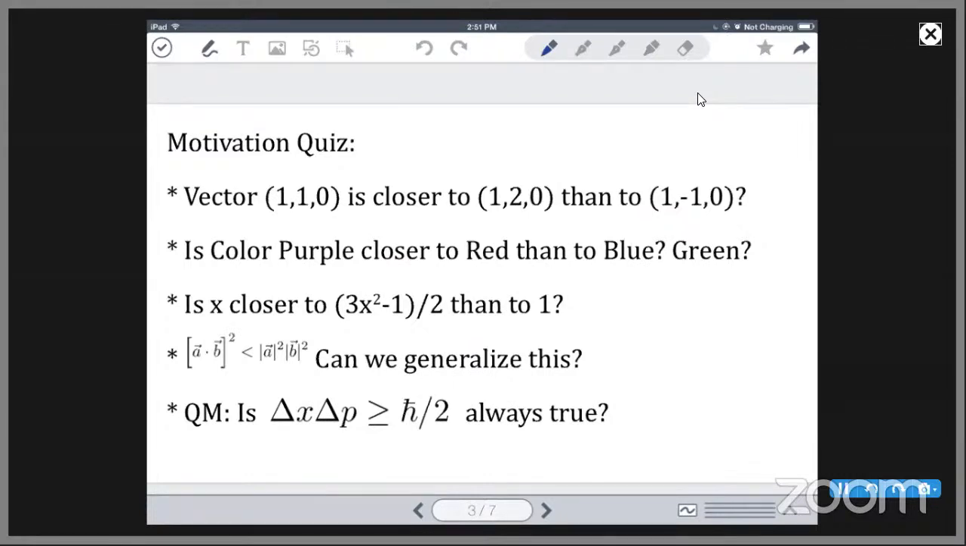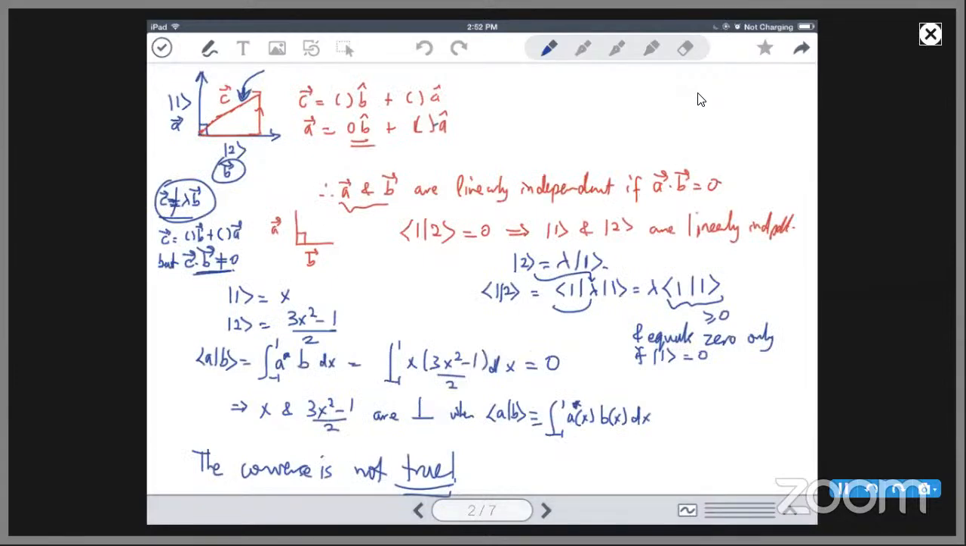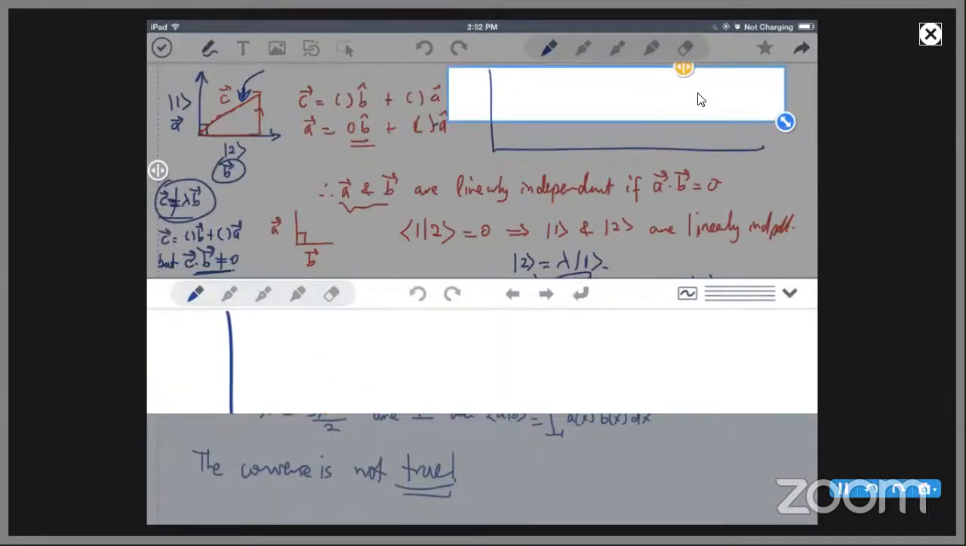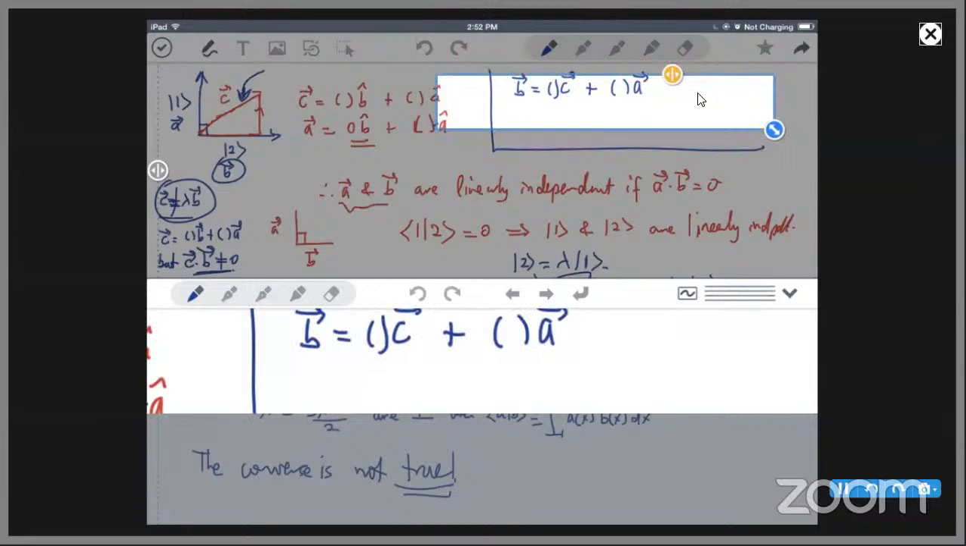Okay. So the things you'll do today is like a motivation. Sorry. Here I show you a motivation quiz for what we'll do today. Okay. Can we write B in terms of C? Yes, we can write B in terms of C, but not in terms of C alone. We have to write it in terms of C and something else. So let me put it here. Can you write B? Yeah, you can write B in terms of C, something times C, but you will need something times A also. So you cannot write B just in terms of a constant times C.